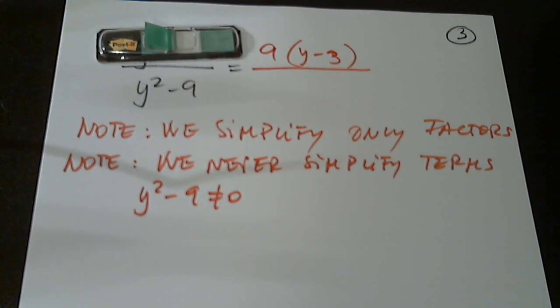Now let's look at the denominator. What could you possibly do to the denominator? Forget about the top for a moment. You're looking at y squared minus 9. What could you possibly do from what we studied for 3 weeks?